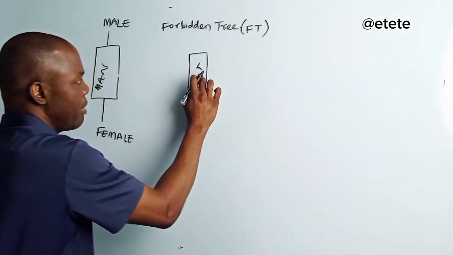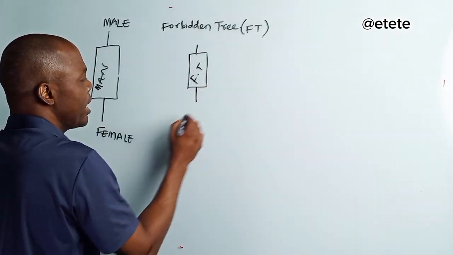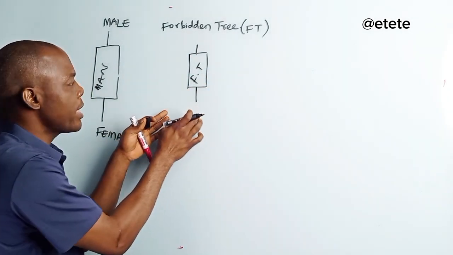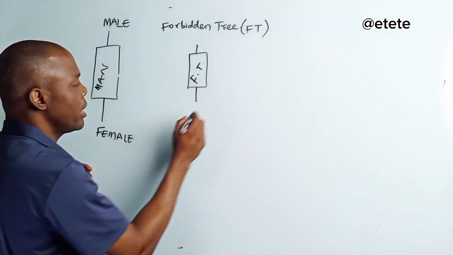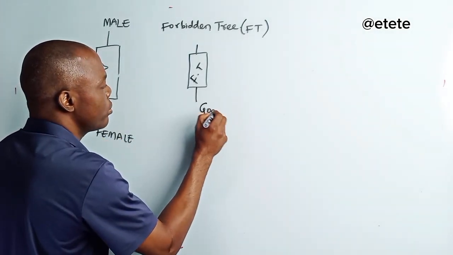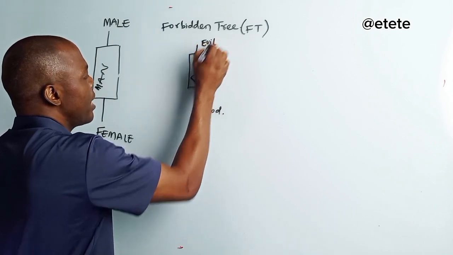So this FT stands for forbidden tree. Now, on this side and on this side, let me use good for this side. Let me not use evil, before you start thinking anything, female gender. So let me put here good, right? And here, let me put here evil, right?